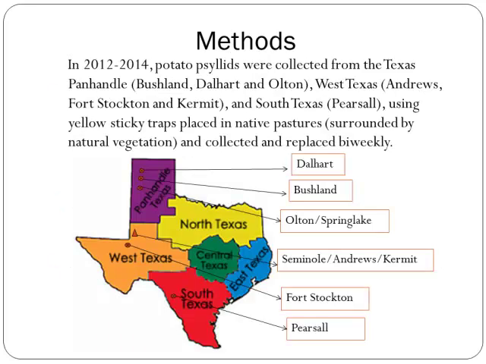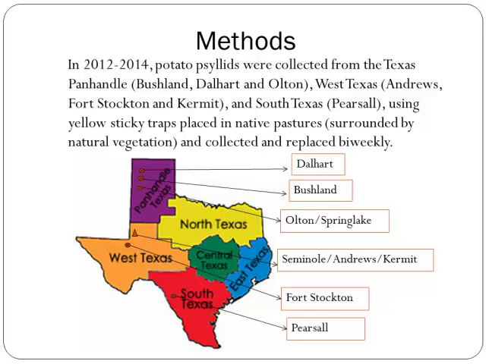To achieve our objectives, we are using the following methods. In 2012 to 2014, psyllids were collected from the Texas Panhandle area, which is Dalhart, Bushland, and Alton Spring Lake; West Texas, Andrews, Fort Stockton, and Kermit; and also South Texas, Paetzold. We are using yellow sticky traps.